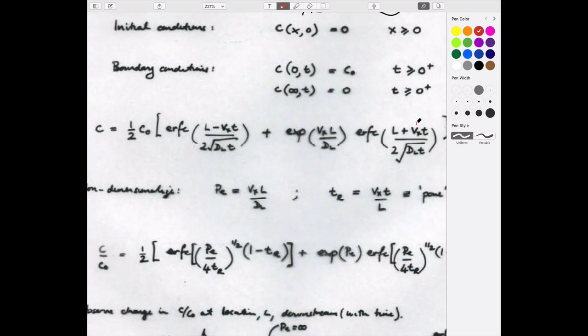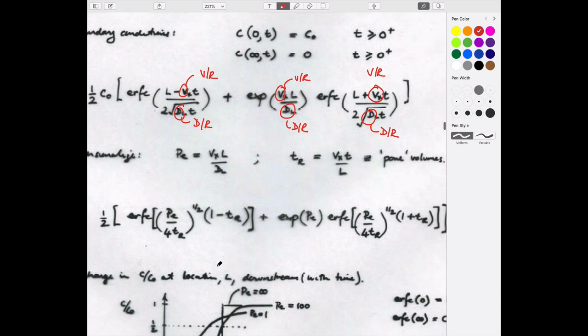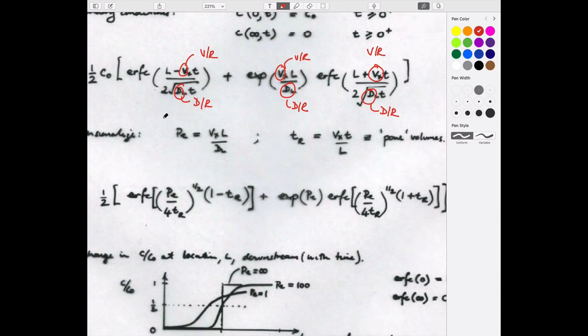The modified coefficients would be an equivalent dispersion, which is divided through by a number greater than 1, and an equivalent advective velocity, which again is divided through by the same number. So in other words, when we use them in this expression, the numbers that we should use should be modified. So this should now be V over R. This should now be D over R, etc. You get the idea. Just for good measure, I'll do them all.